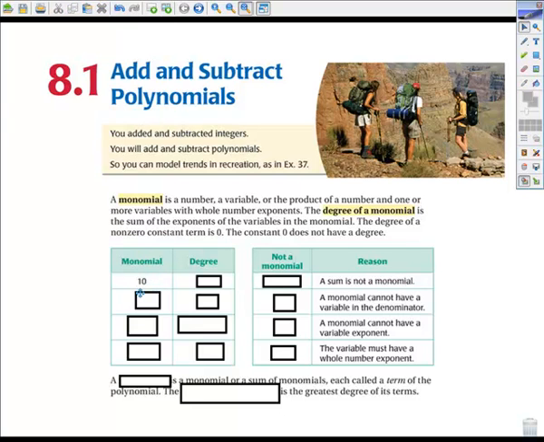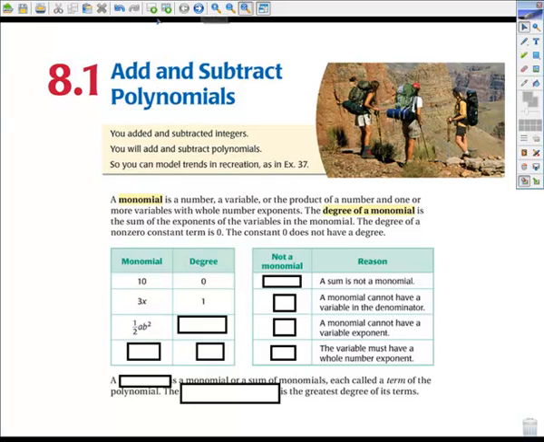A monomial can be a number. It's the number 10. Well, this is a non-zero constant, so its degree is 0. A monomial can be the product of a number and a variable. We look at the variable, and this has the power of 1, so this is just a degree 1.